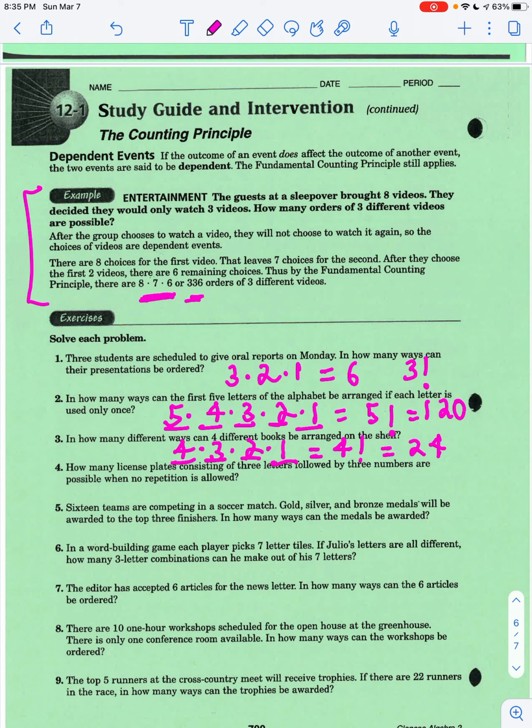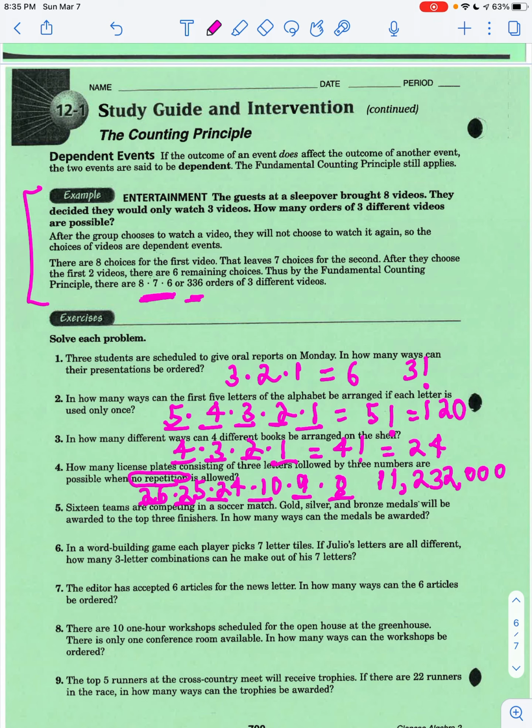Here's our classic license plate problem again, but it's different. It says how many license plates consisting of 3 letters, followed by 3 numbers, just like before, are possible when no repetition is allowed. So for the letters, the first position we have 26, but if you can't repeat, that means 25, then 24. And for the numbers, you have 10 for the first, then 9, then 8. And if you get that product, that's not quite as large. That's 11,232,000.